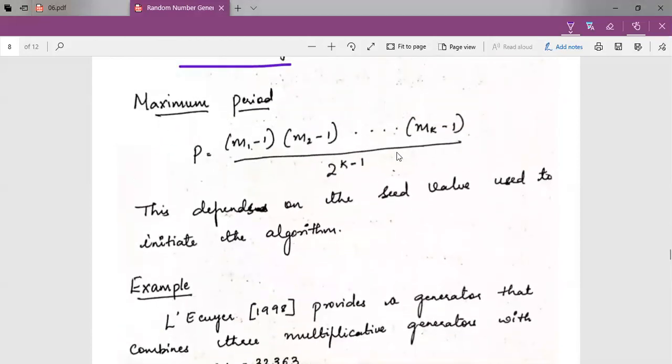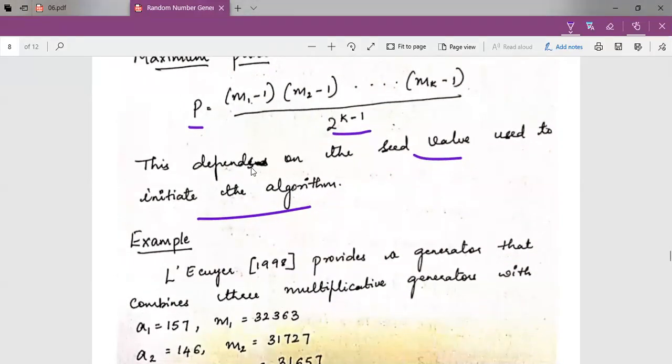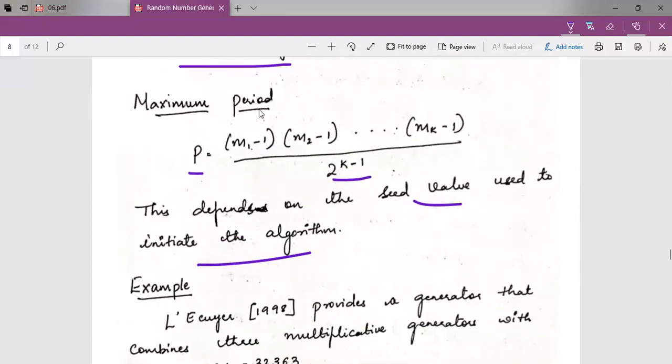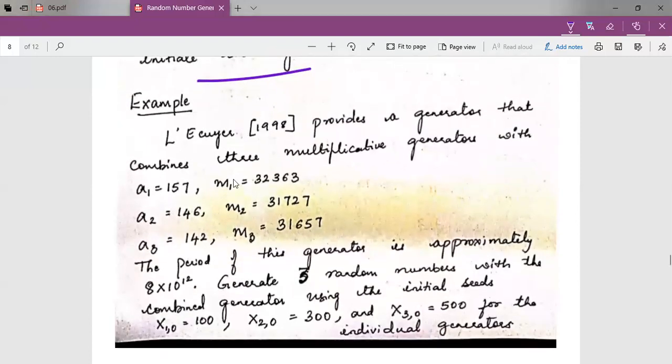Then the maximum period can be calculated as capital P equals the modulus of the first generator minus 1, times (m2 minus 1), and so on up to (mk minus 1), divided by 2 to the power of k minus 1. This depends on the seed value used to initiate the algorithm. Based on this, we are going to calculate the maximum period. Okay, we'll take an example here.